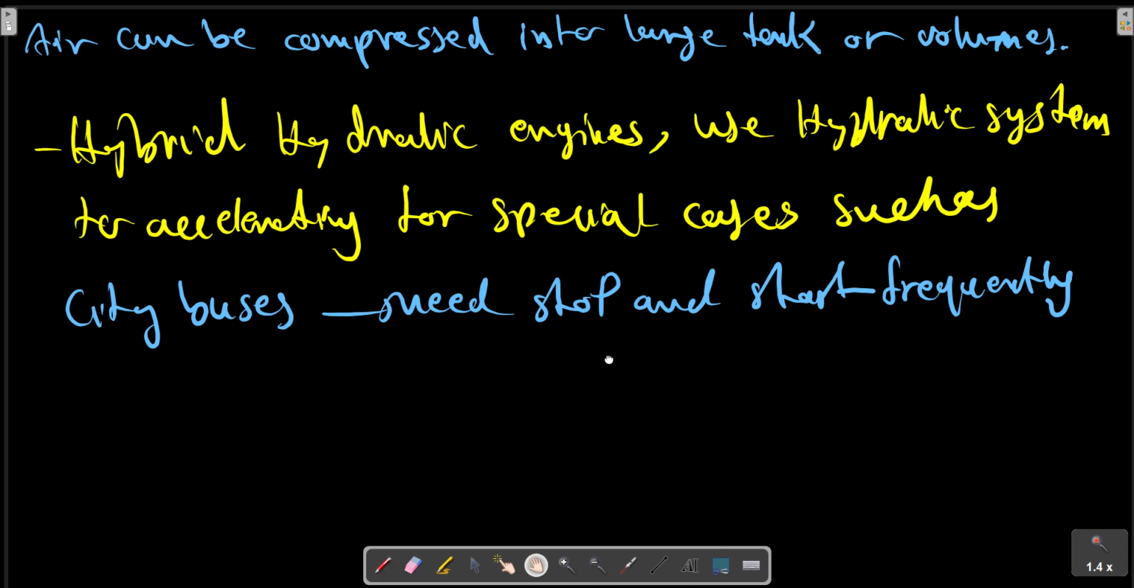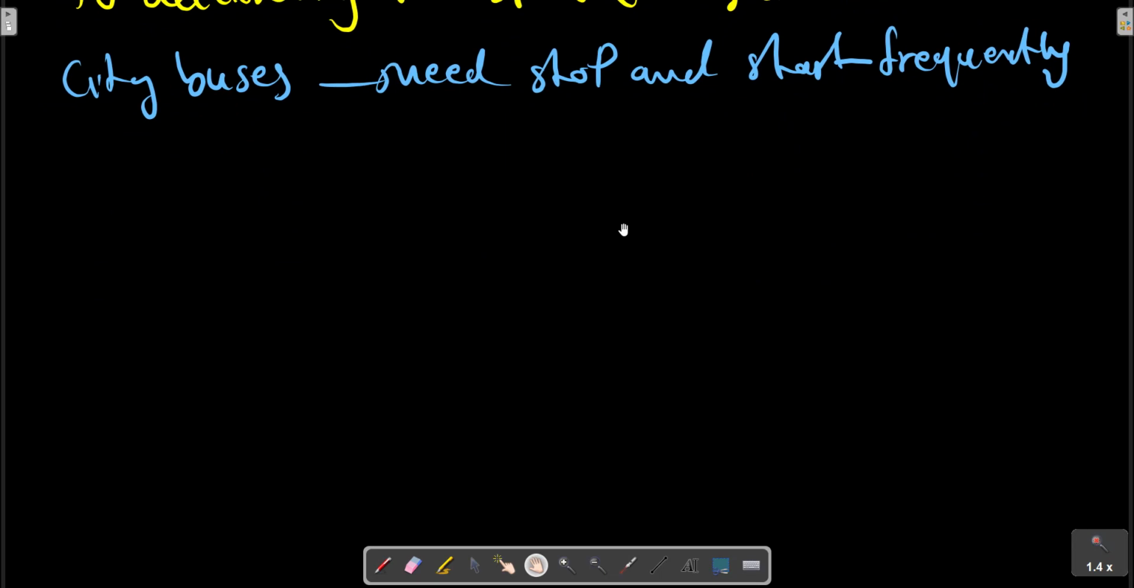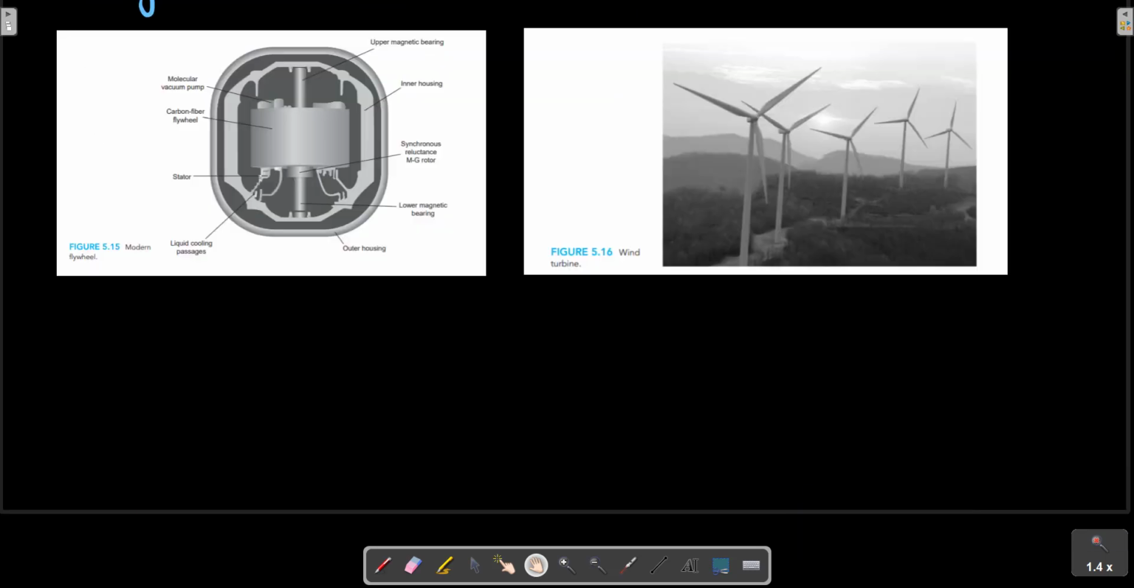These pictures provide two types of model, a flywheel and a wind turbine, for energy conversion. A modern flywheel and wind turbine convert the stored energy. The thermal system.